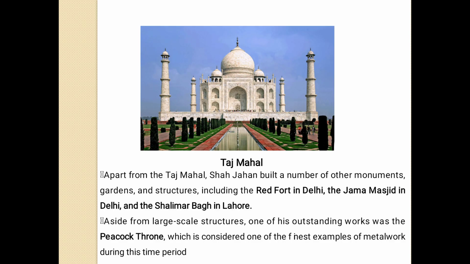Apart from the Taj Mahal, Shah Jahan built a number of other monuments, gardens, and structures, including the Red Fort in Delhi, the Jama Masjid in Delhi, and the Shalimar Bagh in Lahore. Aside from large scale structures, one of his outstanding works was the Peacock Throne, which is considered one of the best examples of metalwork during this time period.